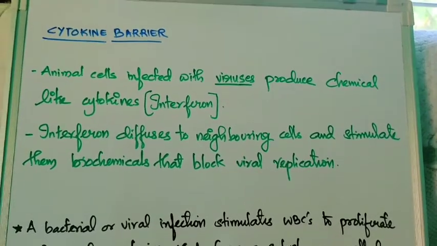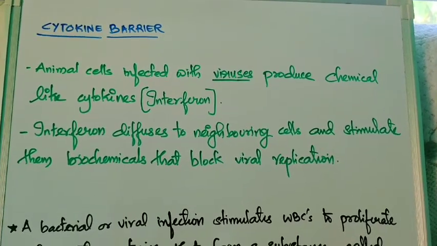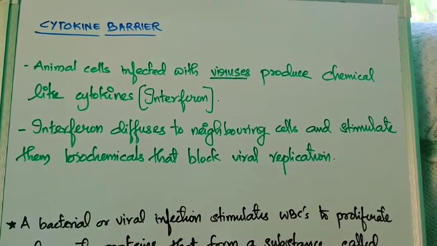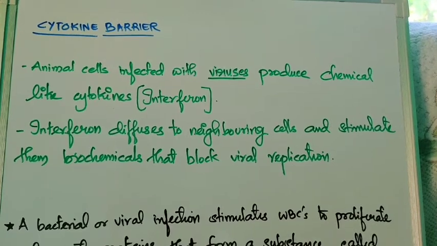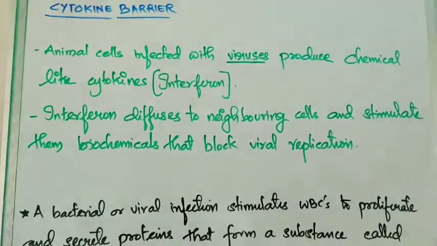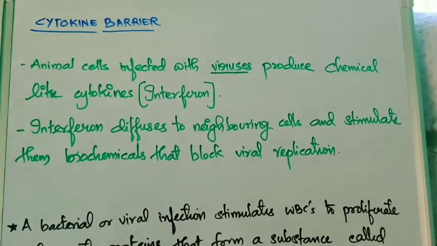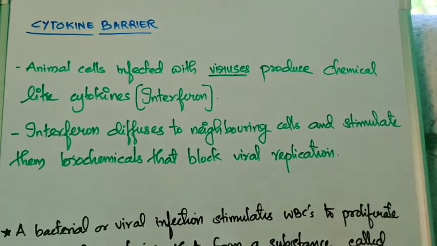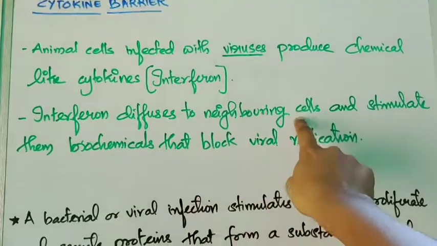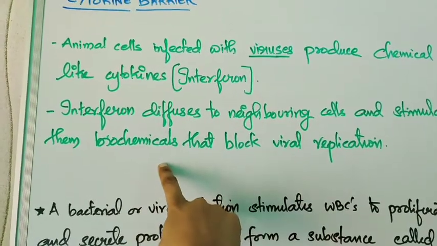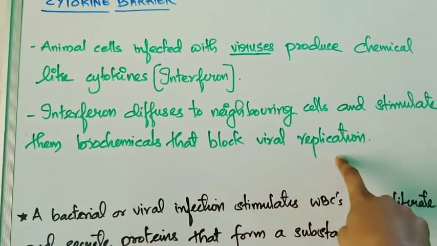When animal cells become virus infected, those infected cells produce certain chemicals which belong to a category called cytokines, especially a specific kind of chemical which is released is interferon. Interferon is a chemical that these virus infected cells release. These interferons diffuse to the neighboring healthy cells and stimulate them to synthesize biochemicals that block viral replication.